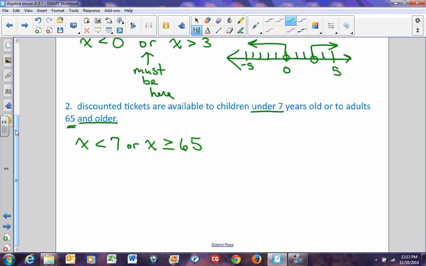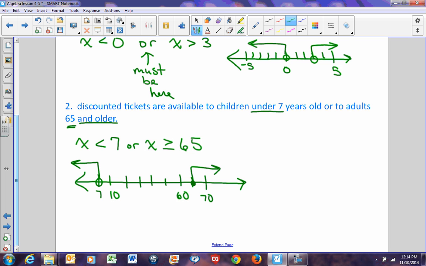Huge swing in numbers here. So you might want to just not draw every number from 0 to 65 and just do this. Here's 7. Let's say I make this be 10. Let's see, 20, 30, 40, 50, 60. This would be 70, so 65 would be about right here in the middle. So x is less than 7, open circle at 7, line to the left. X is greater than or equal to 65, closed circle at 65, line to the right. And you don't have to graph by 1 because that would take a ridiculous amount of paper.